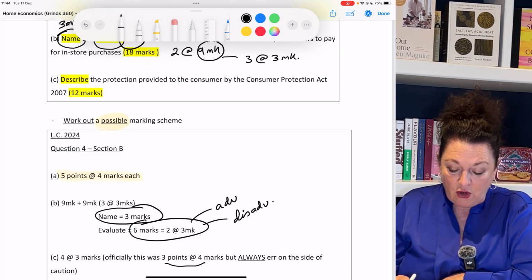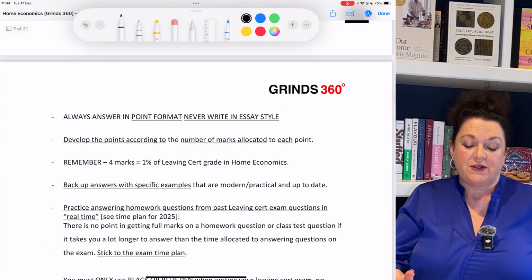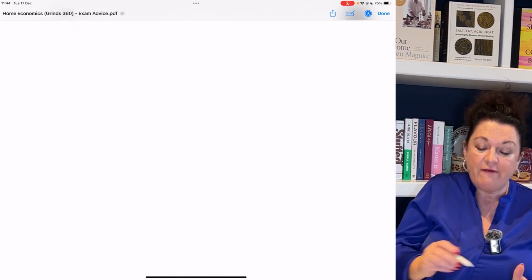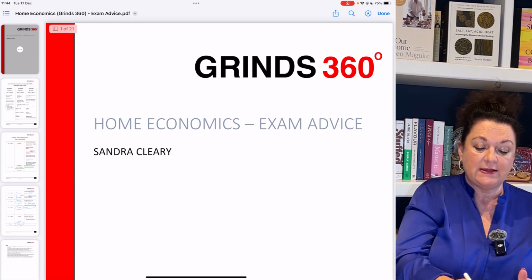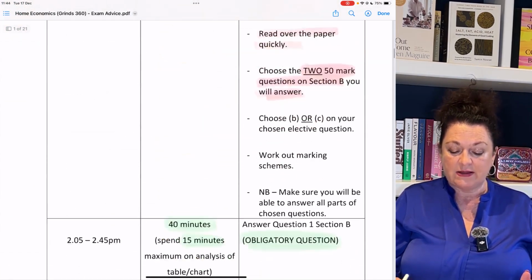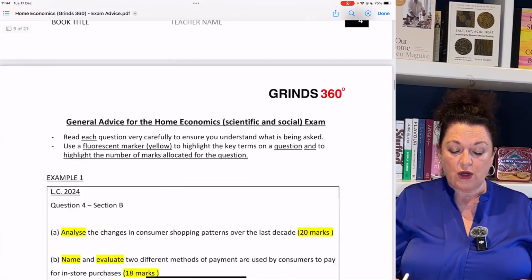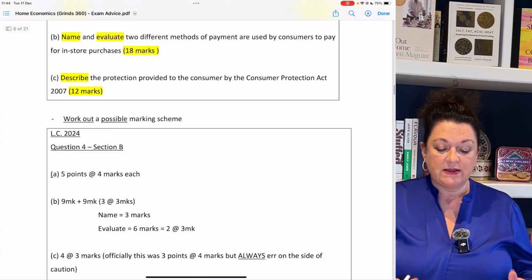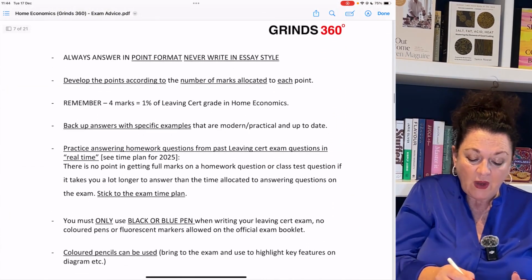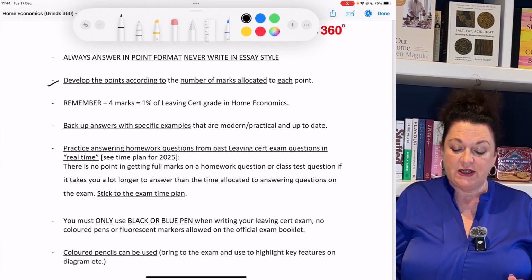But like I said earlier, always err on the side of caution. We just mentioned there, always answer in point format. Never answer in an exam in an essay style answer. And this is really key, as you can see there, to working with the official marking scheme, because you could potentially miss out. Develop the points according to the number of marks allocated to each point.